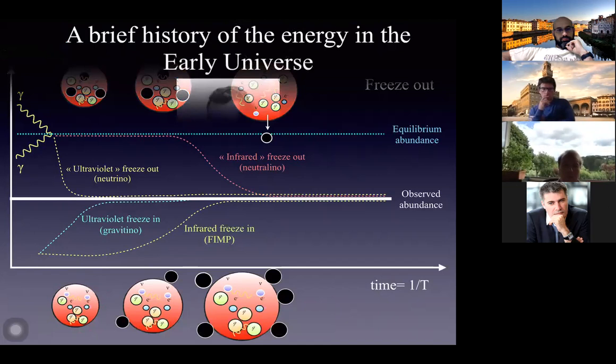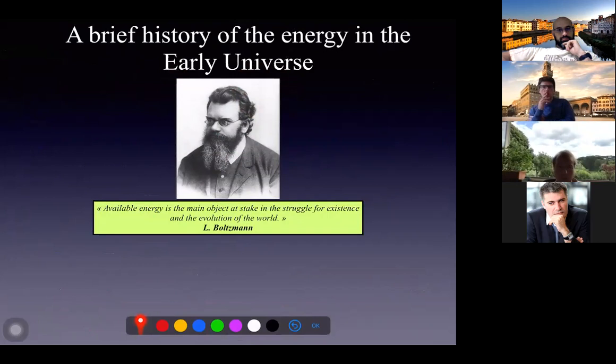And so I will go a little bit more into details to give a brief history of the energy in the early universe. Okay, so as above, the viable energy is the main object of the struggle for existence and the evolution of the world. It's especially true in the case of Friesian.